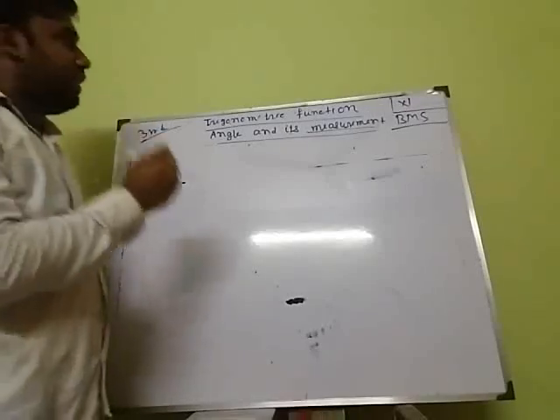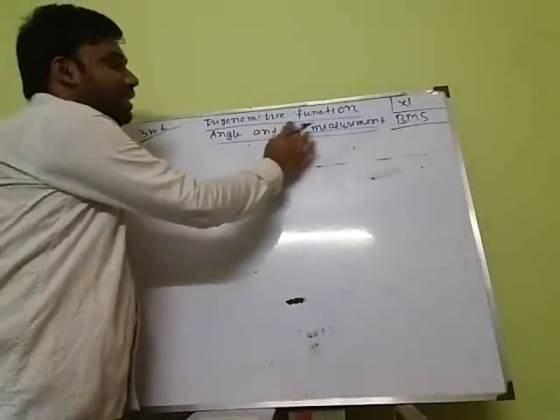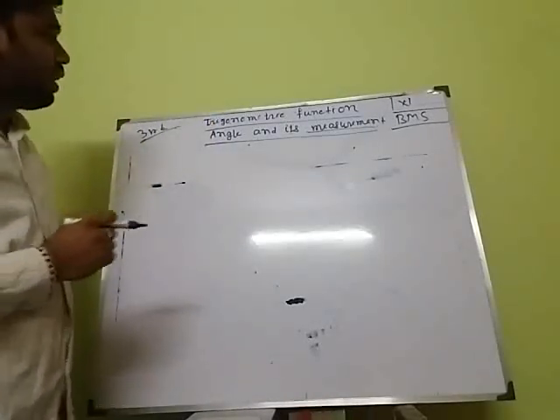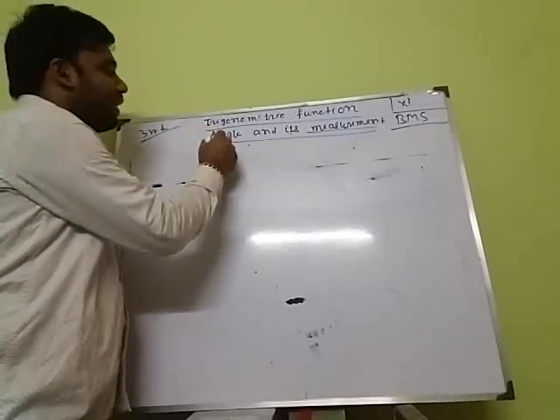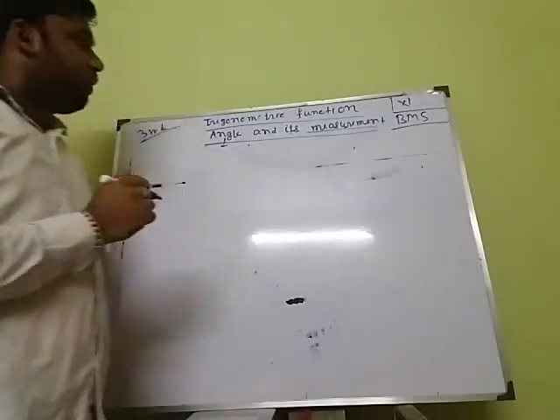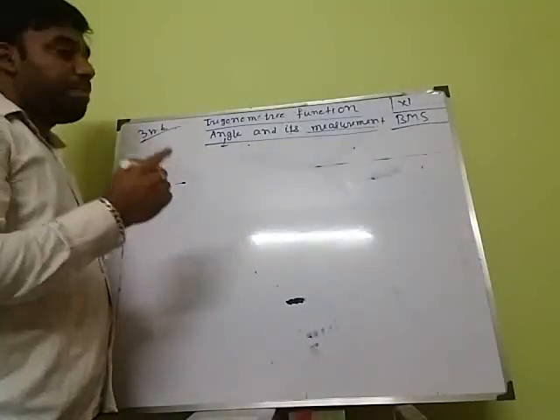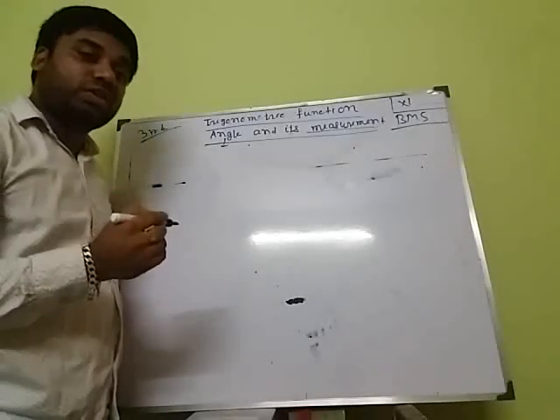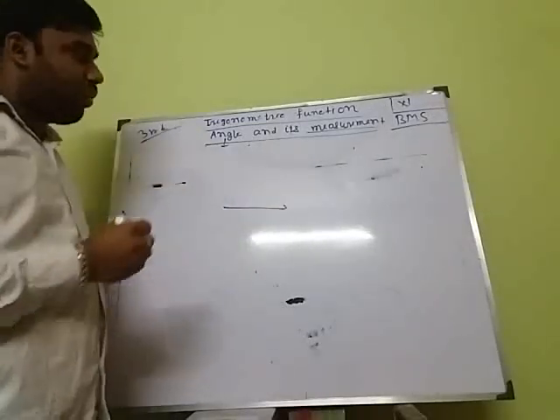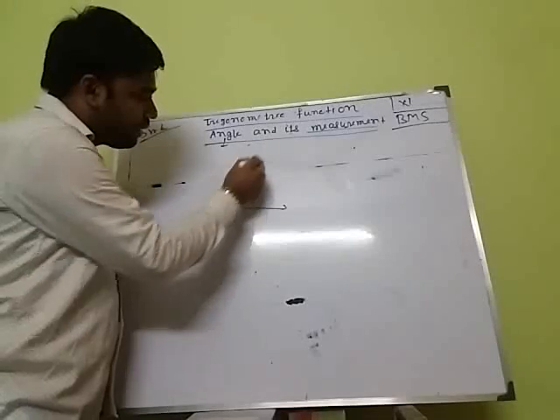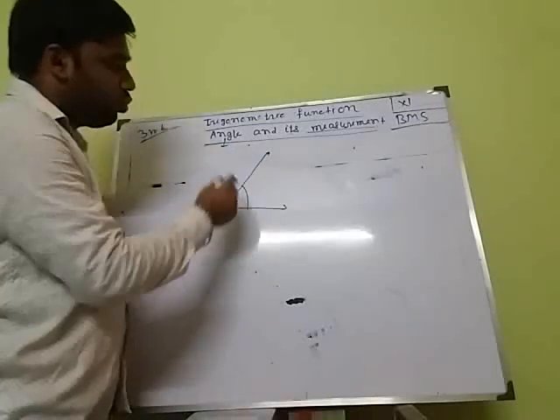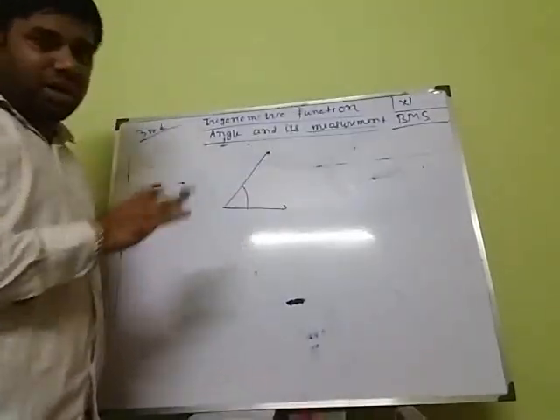Trigonometric function. In this chapter the first topic is angle and its measurement. Okay, so students, first of all we have to learn what is angle. In lower classes we have learned the definition of angle. The definition of angle is the measurement of rotation of a given ray from its initial point. That is the ray. And what is angle? The measurement. If it rotates, then it makes an angle. So the measurement of rotation is called angle.